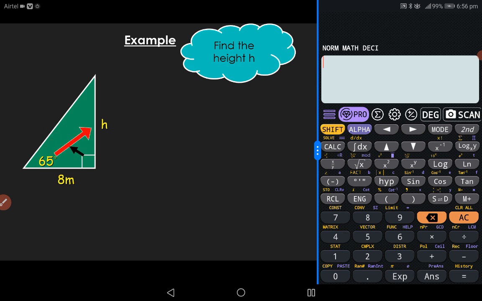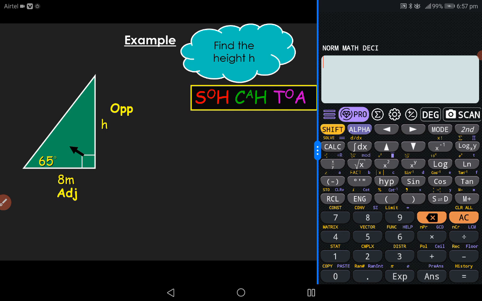All right, and the given angle is 65 degrees. The side opposite to it is the opposite side. So going by the definition, tangent. What is tangent?